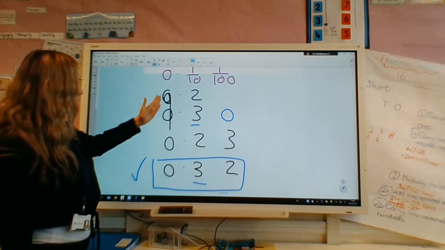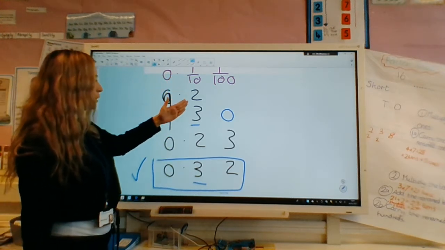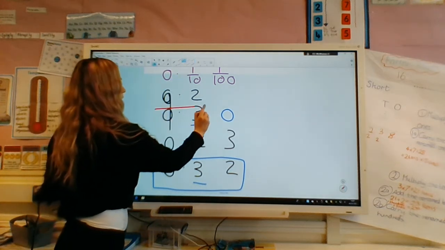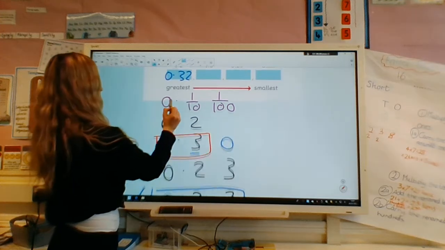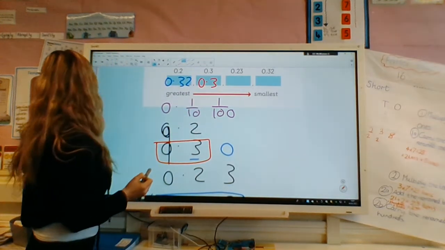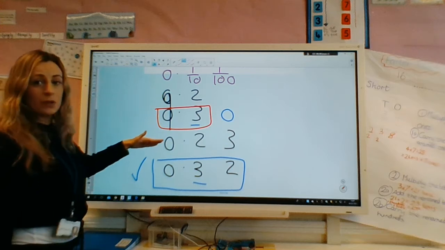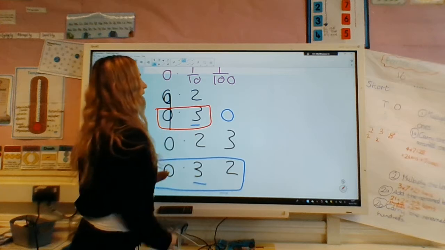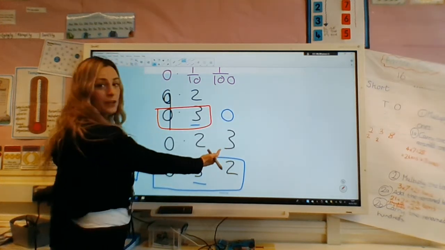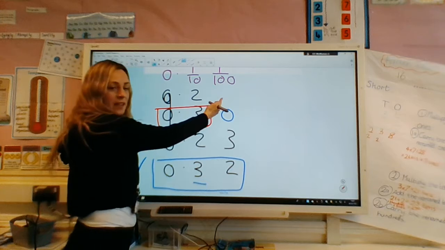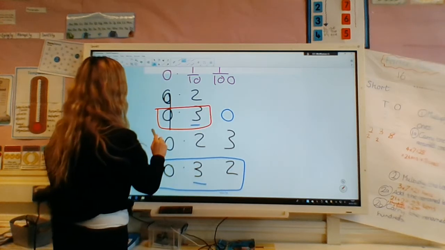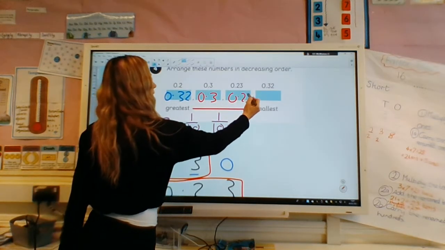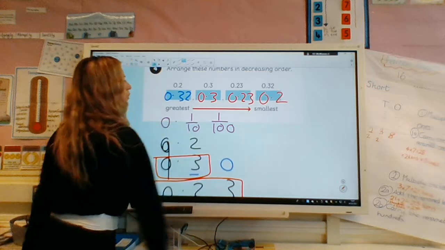Looking for the biggest number, 0 in the ones column. I've got a 2, a 3, and a 2. The 3 is the biggest, so 0.3 is the next biggest number. And then we've got 2 numbers left. Both have 0s in the ones column, and both have 2s in the tenths column. So then I need to look in the hundredths column. This has got a 3 in the hundredths column. This doesn't have anything, so in effect it's a 0. So if I'm looking for the biggest number, it's 0.23. And that leaves me with 0.2.